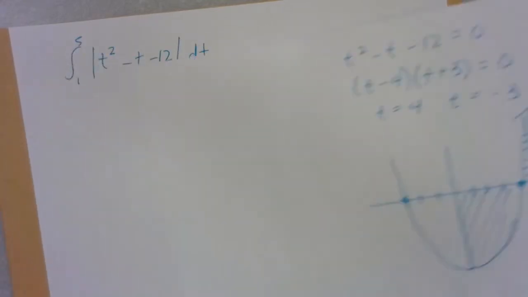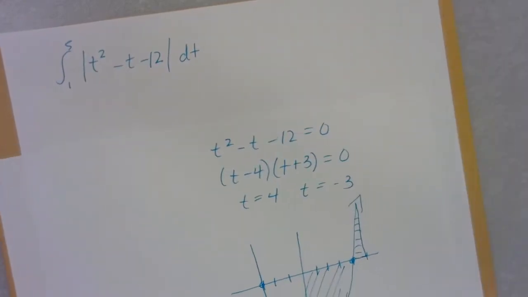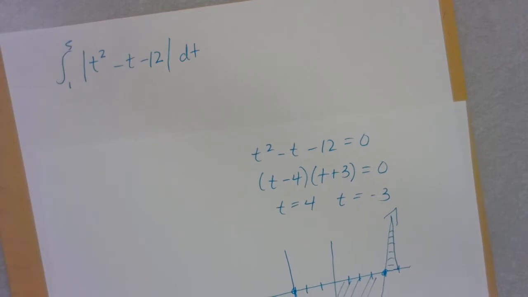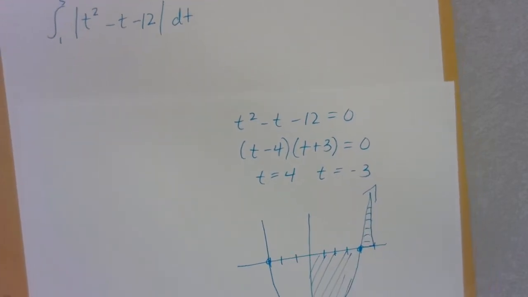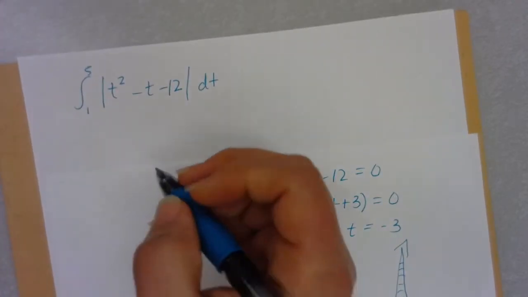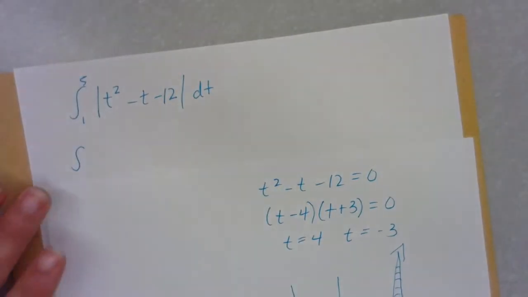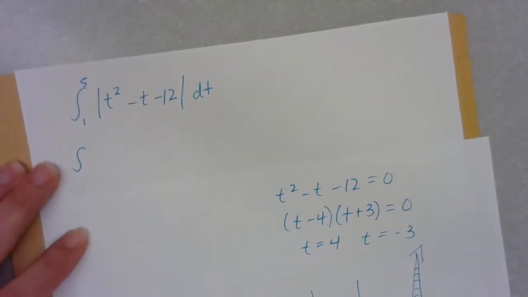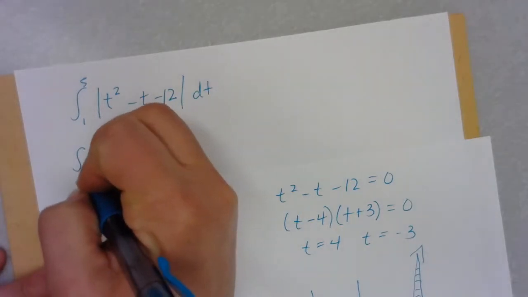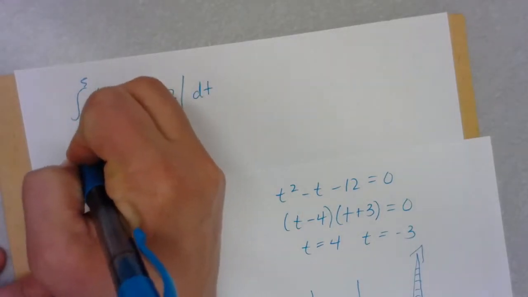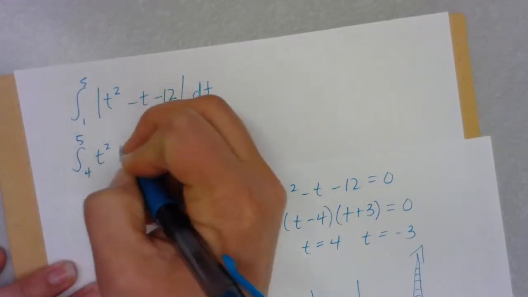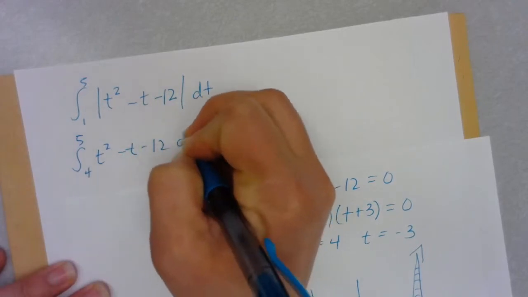So the way that I do that, based upon this picture, is I'm going to break up my interval. I know that the positive part is from 4 to 5, so I'm going to start with that. This would be the antiderivative of, I'm going to remove the absolute value bars this time, from 4 to 5, because that I know is positive. So this is t squared minus t minus 12 dt.